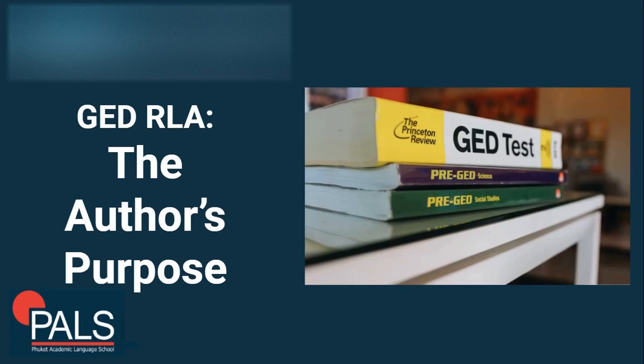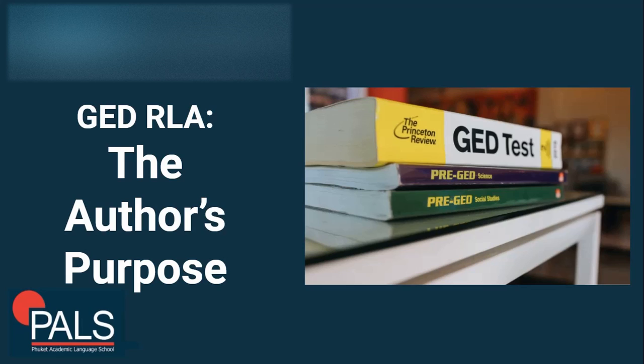Today we will focus on GED RLA, and I will teach you a skill that you need to have, which is to identify the author's purpose. This is one of the favorite questions on the GED RLA test, specifically on the reading part. You might have questions like, how will the reader benefit from this particular passage, or what is the reason why the author wrote this particular text.